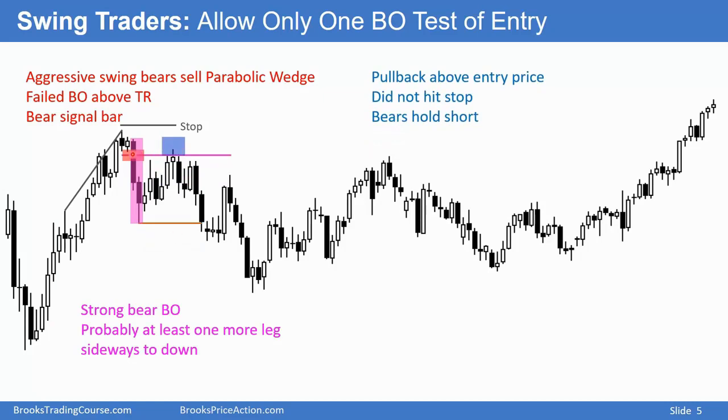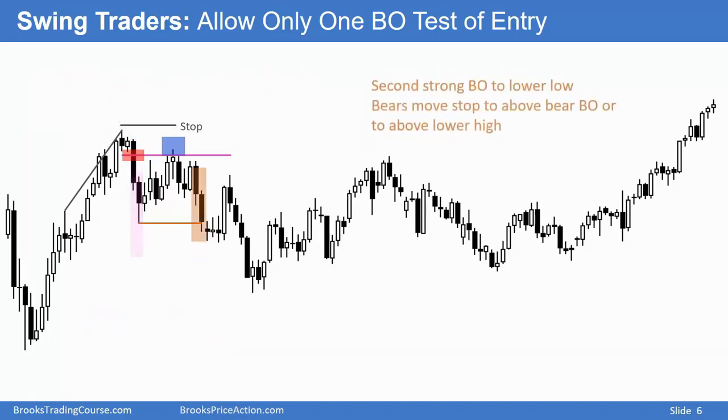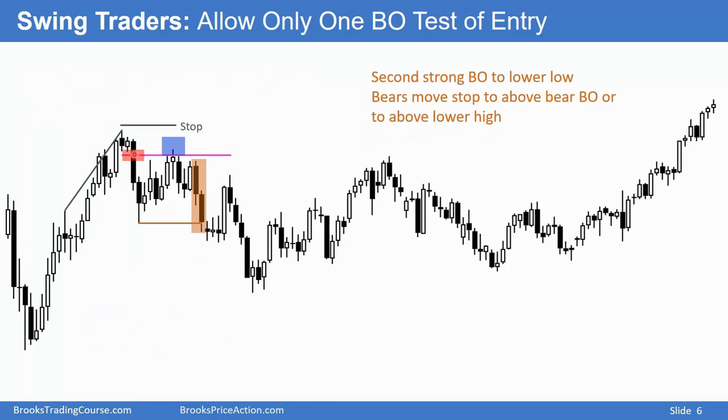This pullback went above your entry price. Remember, you sold here, and the pullback went above your entry price, but it did not hit your stop. Most bears would continue to hold short. However, if you did sell here and you held short even though the market went above your entry price, and then you got another strong leg down, bears do not want the market to come back to their entry price a second time. Many bears would then move their stop to break even, or they'd simply put their stop above the top of this strong bear breakout because this is a major lower high.